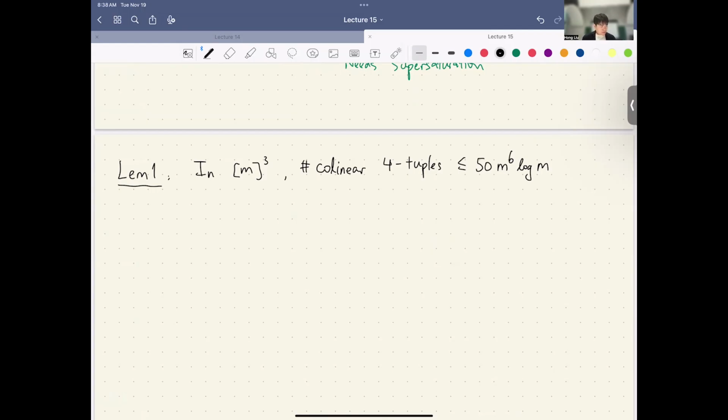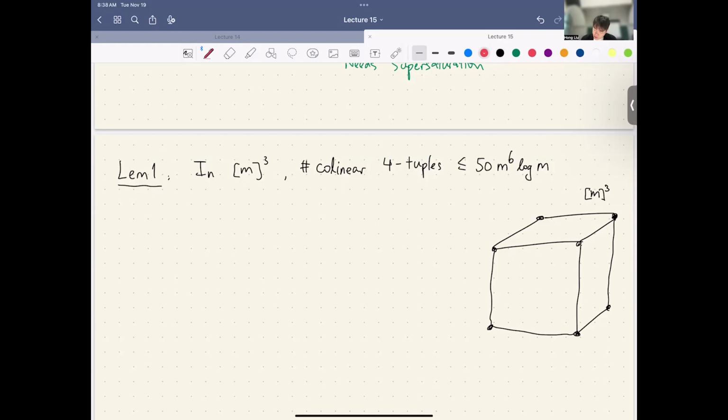Well, let's first set up some parameters. So we want to count collinear four tuples. Let's first parameterize, group the lines through the cube by their direction. So this is [m]^3.